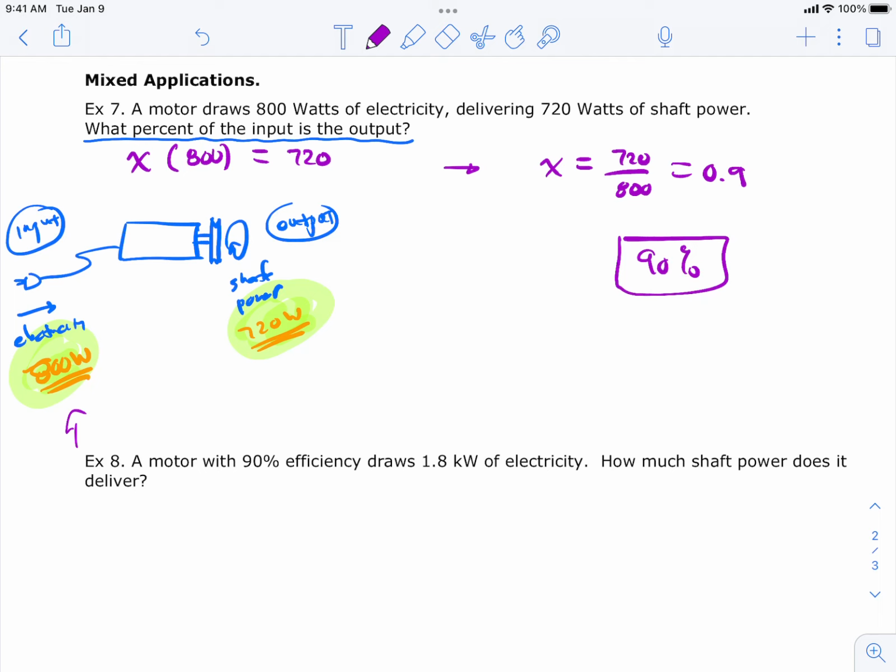Not so bad, I guess. 90% of the electricity actually gets converted into usable shaft power. You lose 10% out as heat. That's what's going on there.